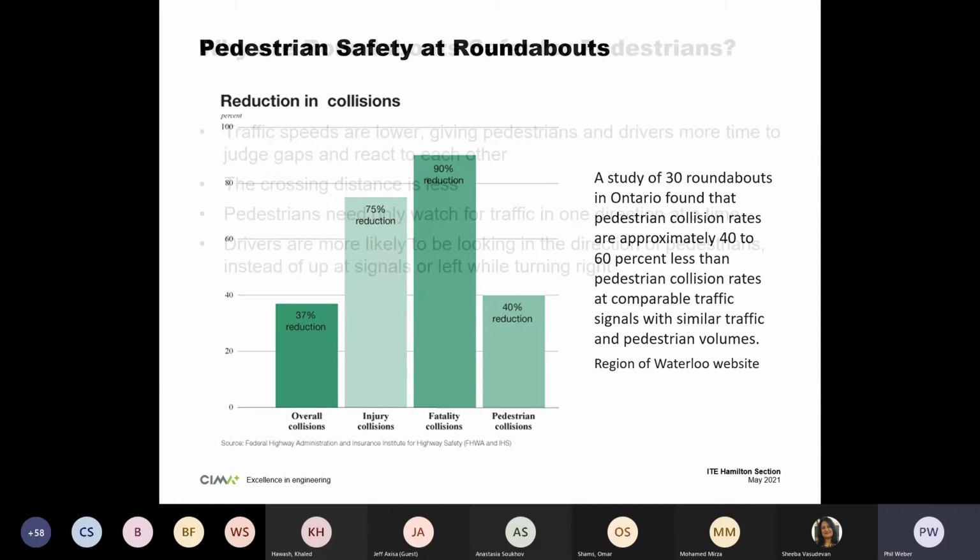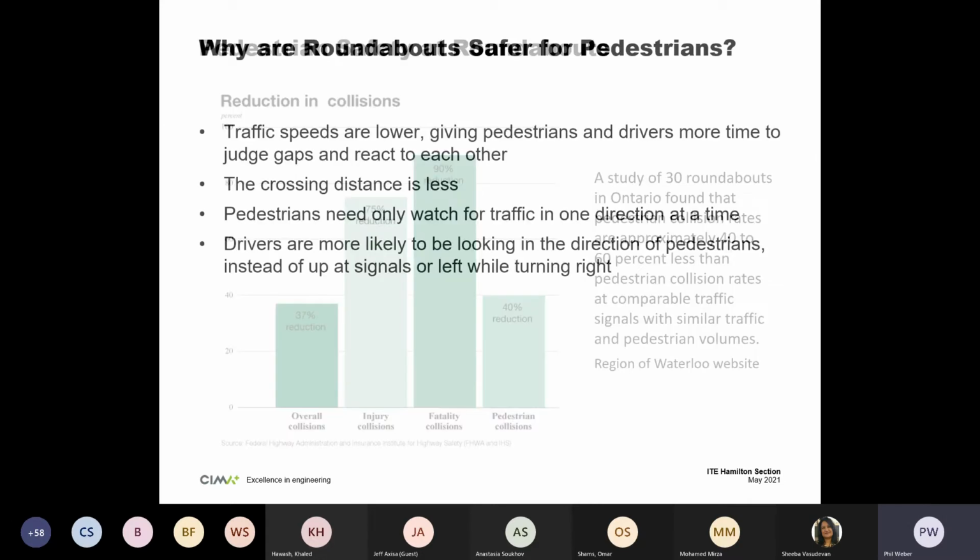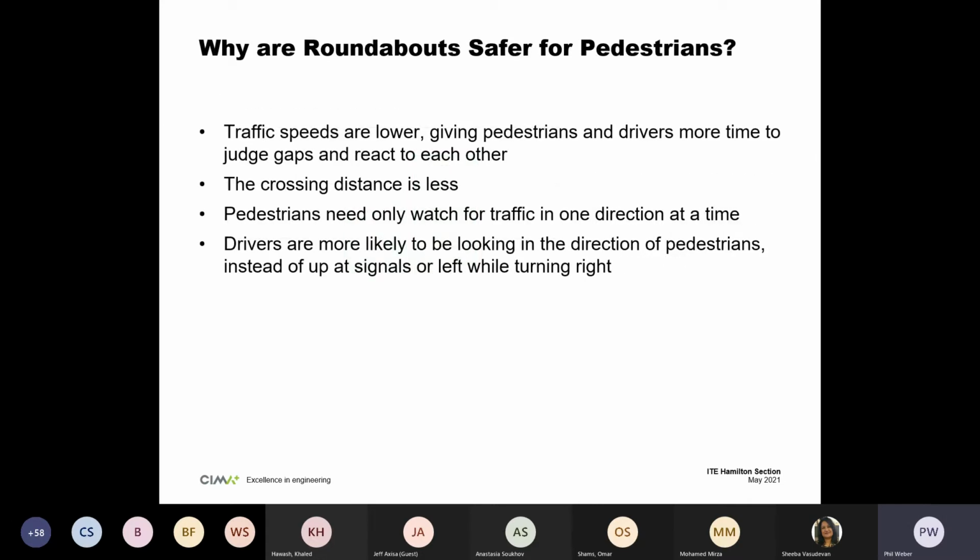Why are roundabouts safer for pedestrians, you ask? Well, traffic speeds are lower, so this gives pedestrians and drivers more time to judge gaps and react to each other. Crossing distance is less. You're only traveling across 1 or 2 lanes at a time as a pedestrian. You're also watching for traffic in only one direction at a time. And as a driver, you're more likely to be looking to where the pedestrians are instead of up at the signals or left while turning right.